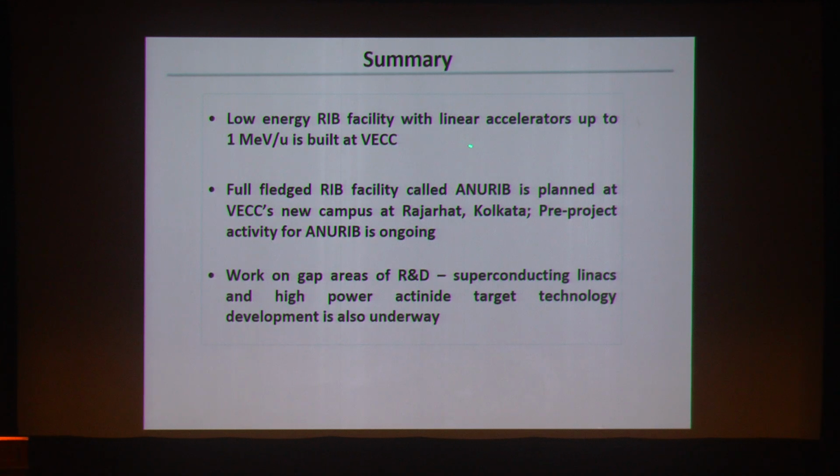A low energy RIB facility with linear accelerators up to 1.8 MeV per nucleon is built at VECC. A full-fledged RIB facility called ANURIB is planned at VECC's new campus at Rajarhat, Kolkata. Pre-project activity for ANURIB is ongoing. Work on gap areas of R&D, superconducting linac and high-power target technology development, is also underway. So with that, I finish my presentation. Thank you very much for your time.